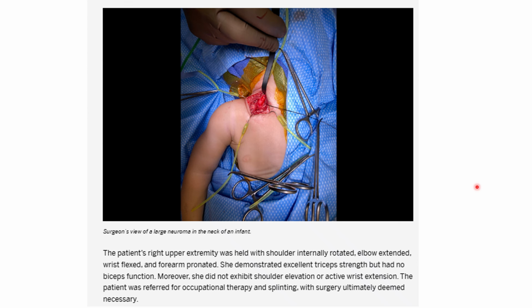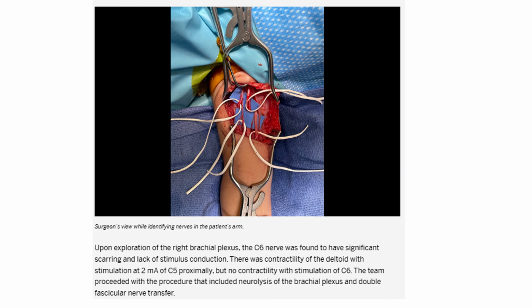Okay, so now we know which nerve is impacted. So triceps are intact. C5, C6 is the one that's giving trouble. Okay, moreover, she did not exhibit shoulder elevation or active wrist extension, right? So we have extensors that are problematic. We have shoulder elevation. Okay, so is it deltoid? Is it supraspinatus? The patient was referred to occupational therapy and splinting with surgery ultimately deemed necessary.